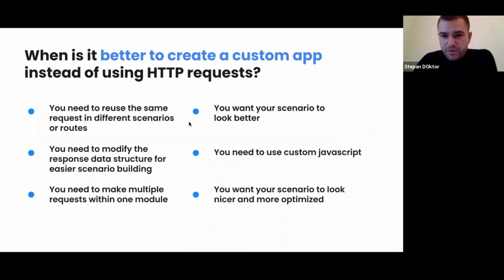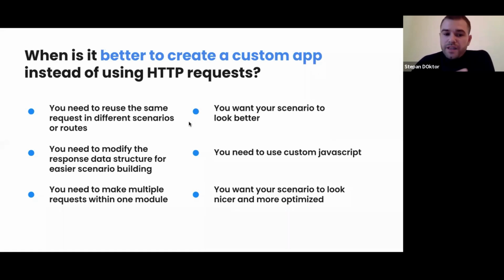When is it better to create a custom application instead of using an HTTP request? I think I already said it's almost always. Sometimes you need to reuse the same request in different scenarios and roles. Let's say you created a scenario with many custom HTTP requests, or you need to use the same HTTP request in different scenarios. What you do is just copy that module. And if you need to make changes, let's say change the endpoint or the authorization, you need to make changes in all of your HTTP modules. If you have a custom app instead, you need to make that change only once, in your custom application.